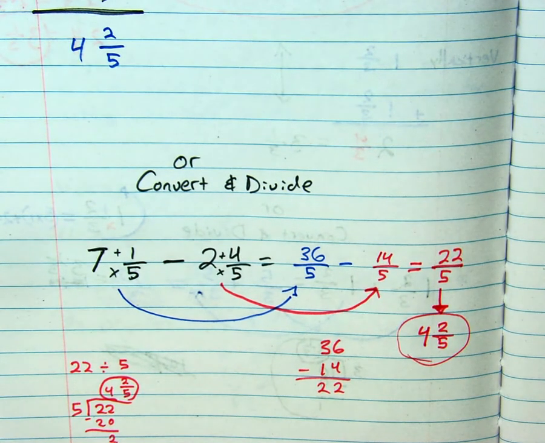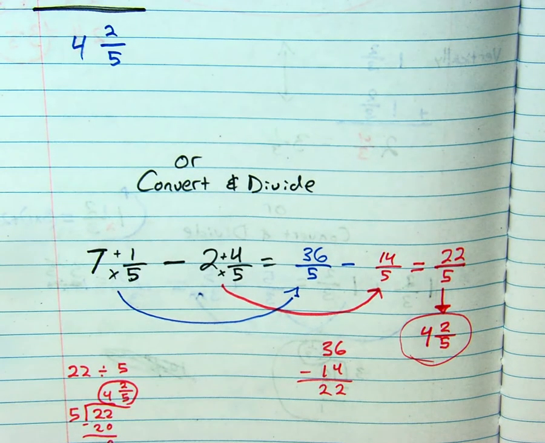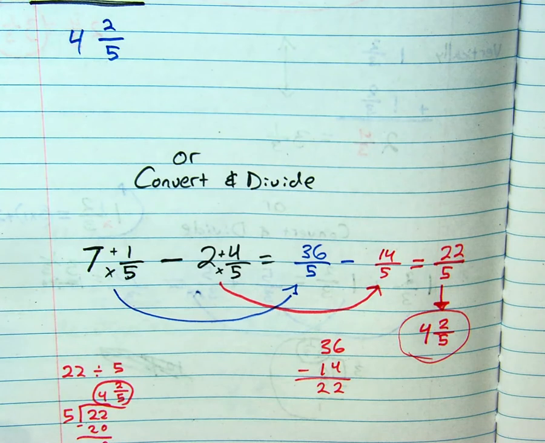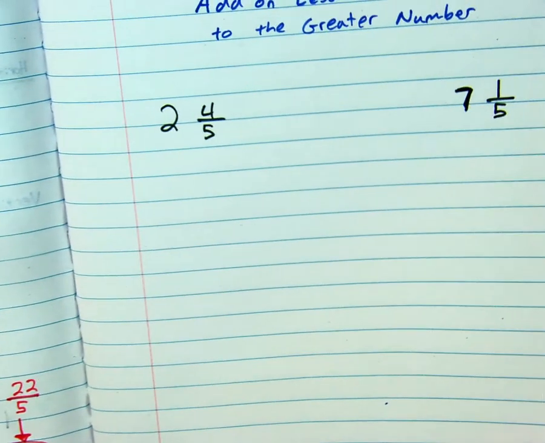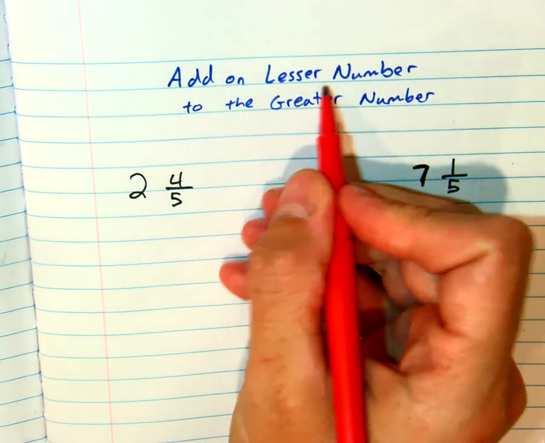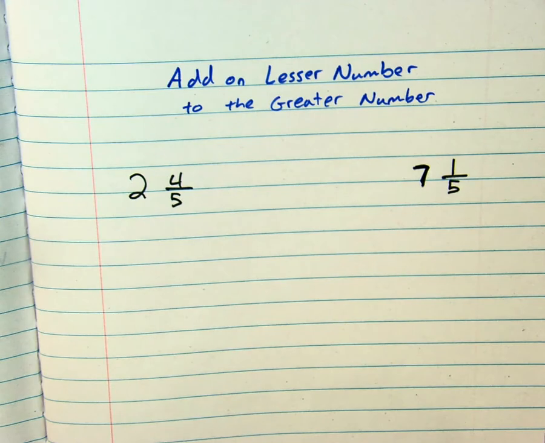All right, and I know I'm pushing the limits of your patience, but I have one more amazing sample for subtracting. This one was new to me. I really like it. I think I'm going to be thinking like this. So this one is called add on lesser number to the greater number. This is a silly name for a strategy, but it actually describes what we're doing.